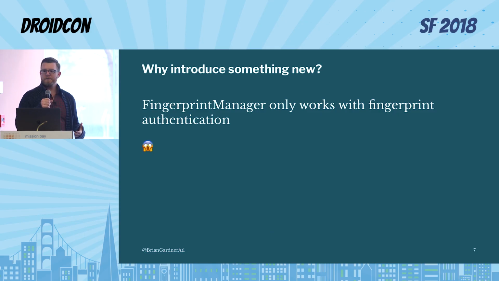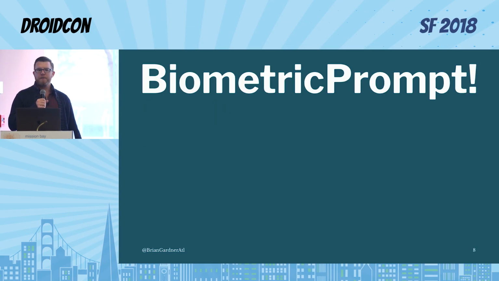The reason they wanted to introduce something new is because Fingerprint Manager only works with fingerprints. Shocking, I know. And a lot of devices are coming out with things like facial recognition and iris scanning. The Google team could have said, we could make a different manager for each of those things, but then developers would have to implement each of them and pick which one they want to use based on the specific device. And that would be really bad. So they did away with this and generalized everything to the new Biometric Prompt API.